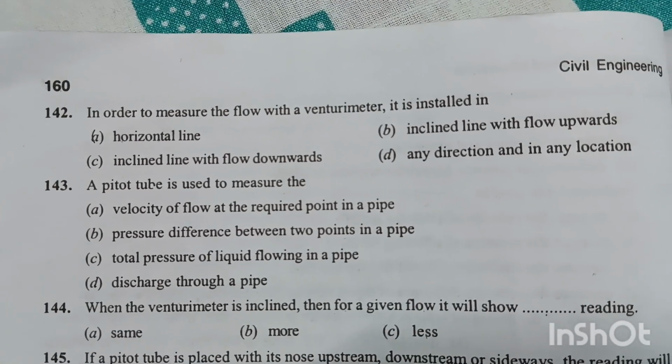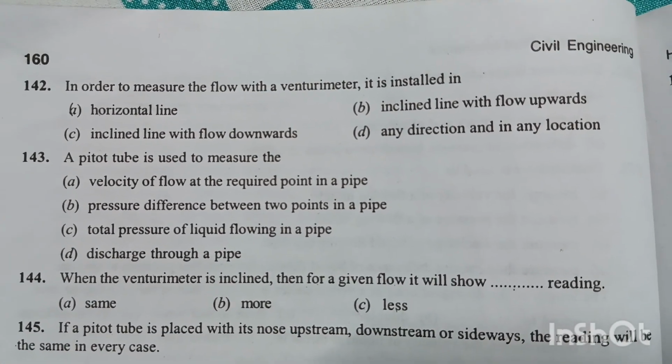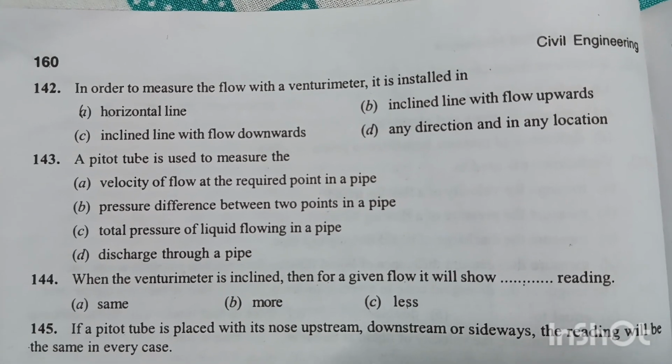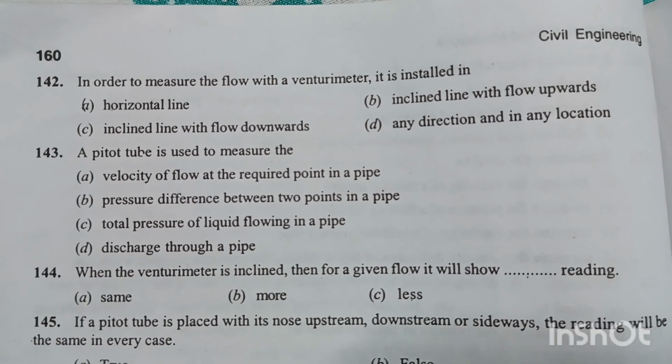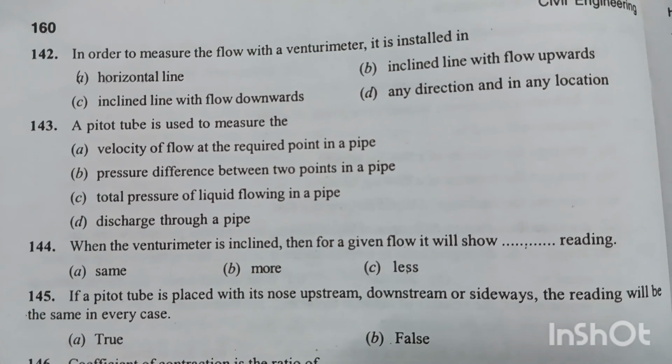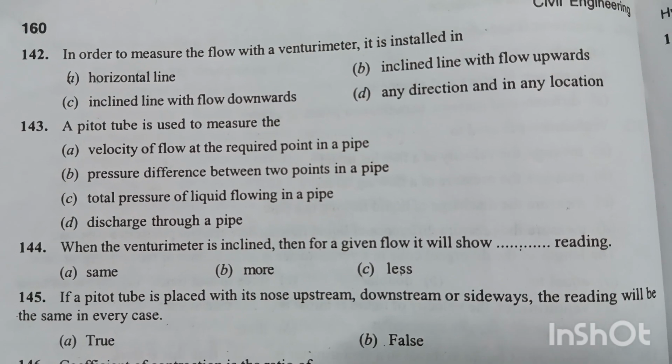Question number 142. In order to measure the flow with a venturimeter, it is installed in. Option D is right answer, any direction and any location. Question number 143. A pitot tube is used to measure the velocity of flow at the required point in a pipe. Option A is right answer.